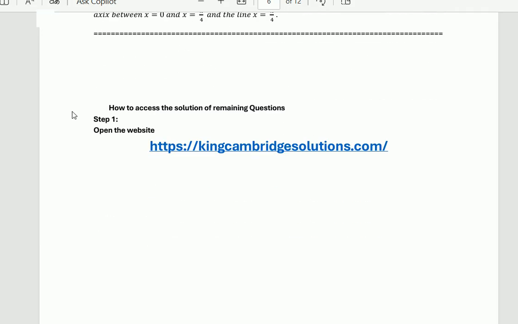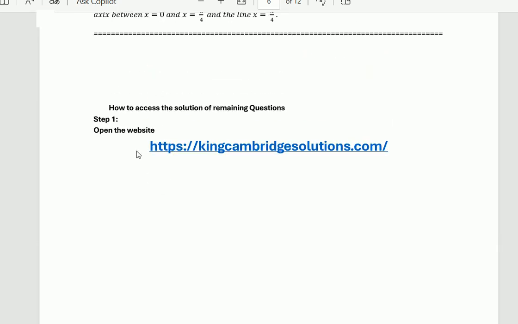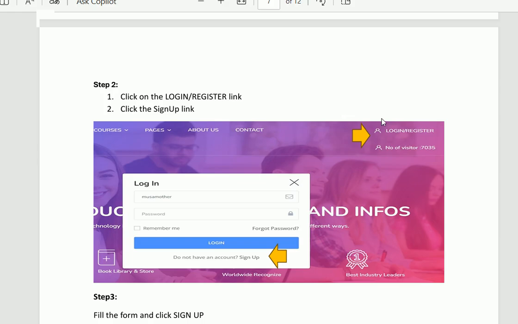How to access the solution of the remaining questions? In order to access the solutions of all the questions, step one is to open the website kingcambrysolution.com. Step two is to click the login/register link on the top right corner, and after that you will get the interface as you can see on the screen.